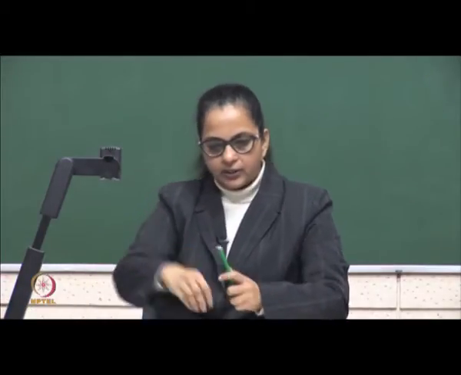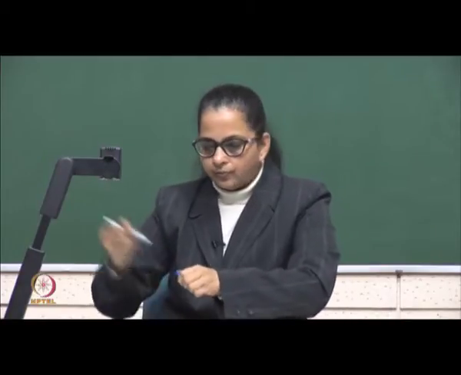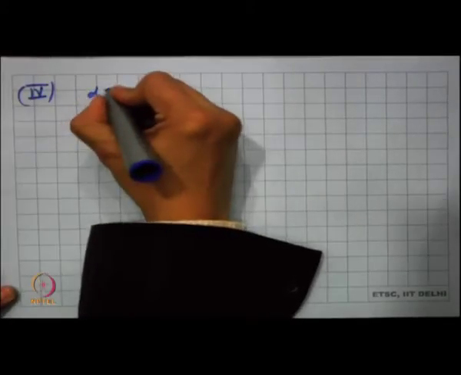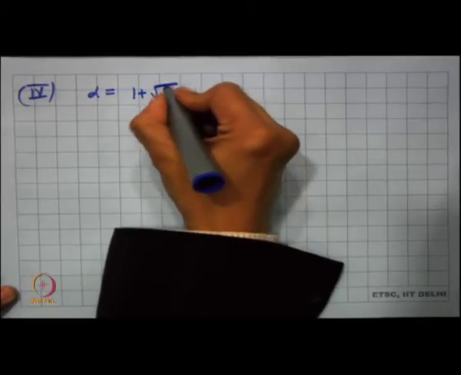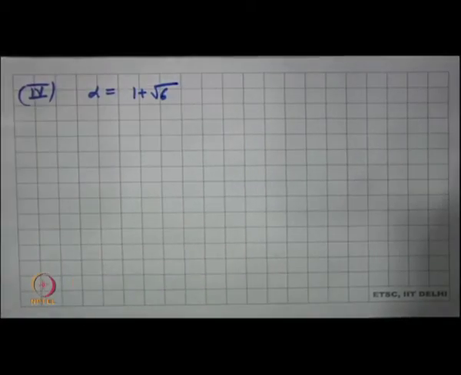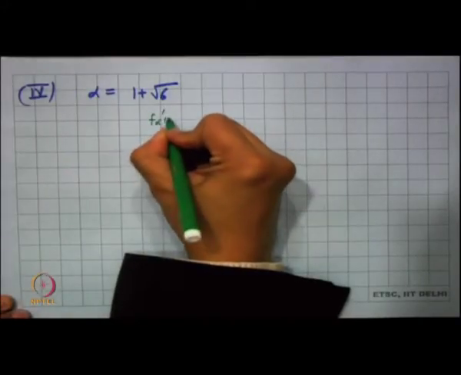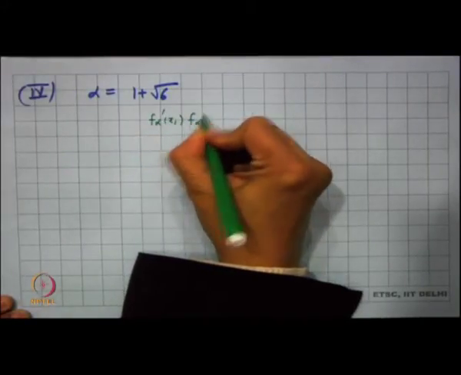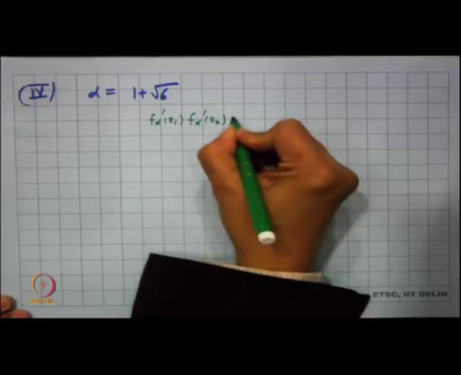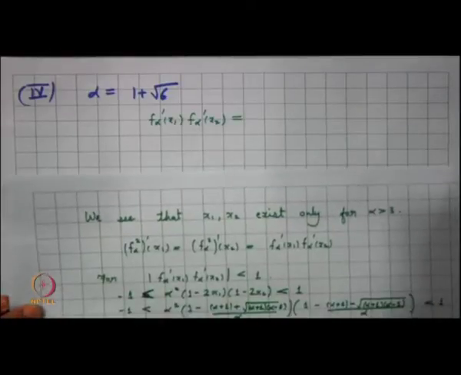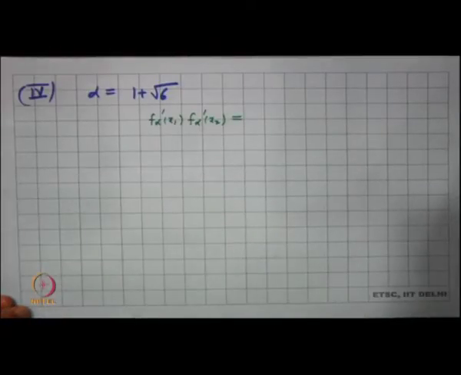So, let me look into the next case. This is my fourth case. What happens when alpha is equal to 1 plus root 6? What happens in this case now? If I look at f alpha prime of x1 times f alpha prime of x2, we know what that multiplication is, and in this particular case it turns out to be equal to minus 1.